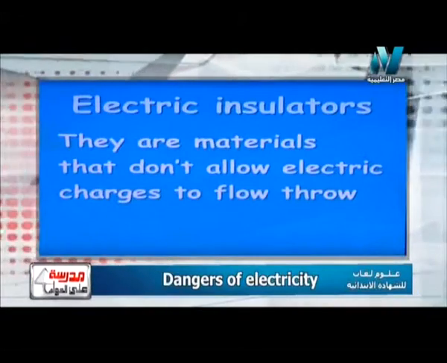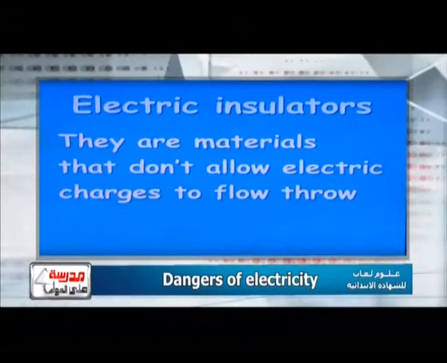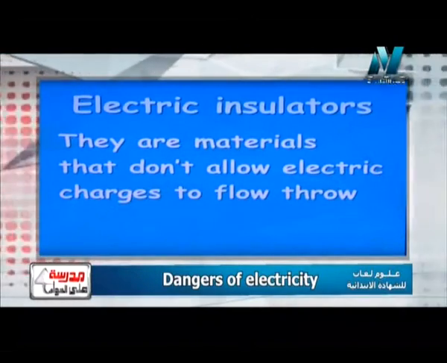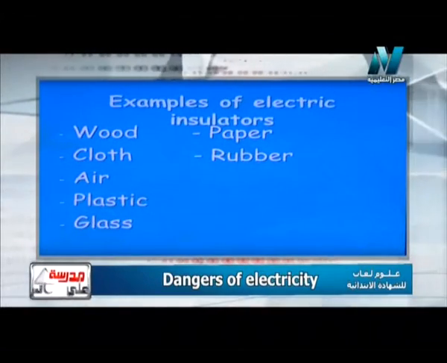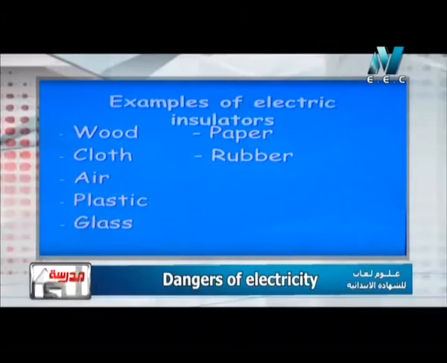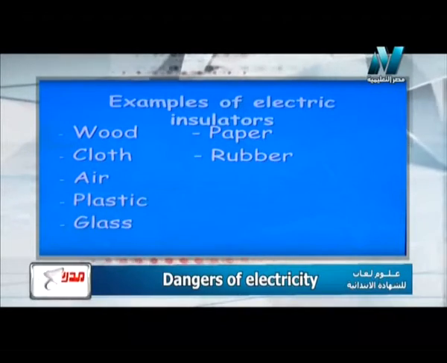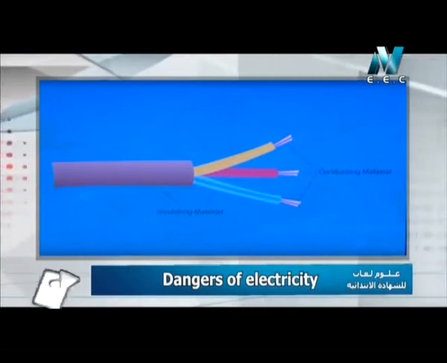So what about the insulator materials? Okay, we have a definition for the insulator. They are materials that don't allow electric charges to flow through. Such as what? Such as wood, cloth, air, plastic, glass, paper, rubber. Again, we have many examples of electric insulators such as wood, glass, air, plastic, paper, and rubber. Okay, so here we have a note in this lesson about the electric wire.